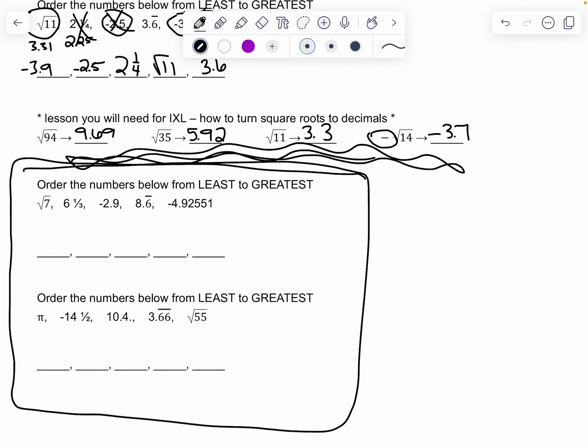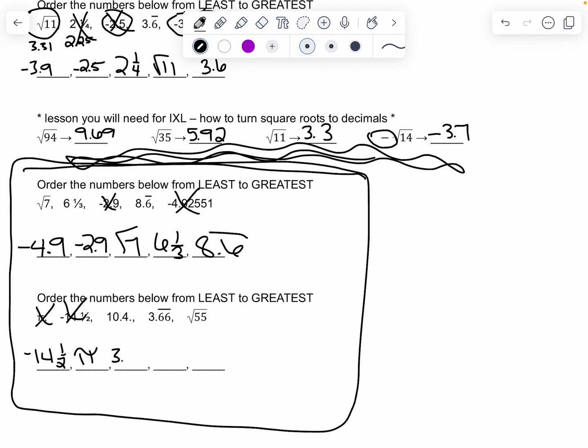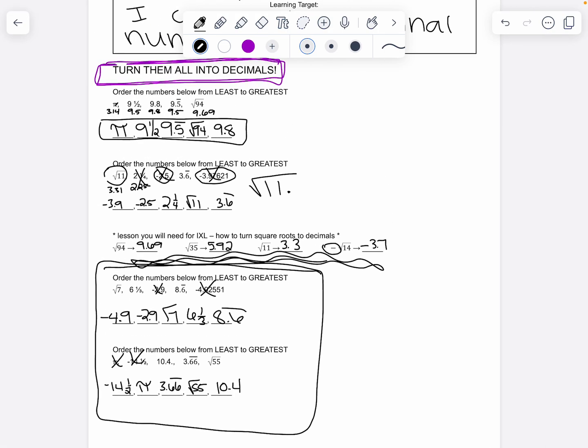So if you finish doing this, the order you should have here is the negative 4.92551 decimal. Then you should have negative 2.9. Then you should have the square root of 7, 6 1/3, and 8.6 repeating. And then the last one, you should have had negative 14 1/2 pi, 3.6 repeating, the square root of 55, and then 10.4. So make sure you have all of these for your notes.